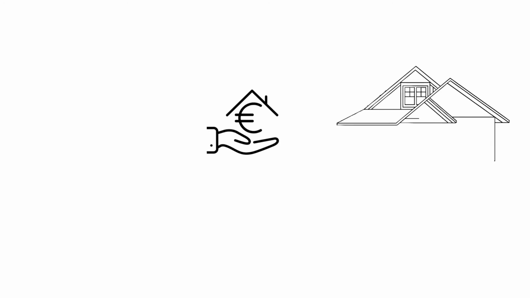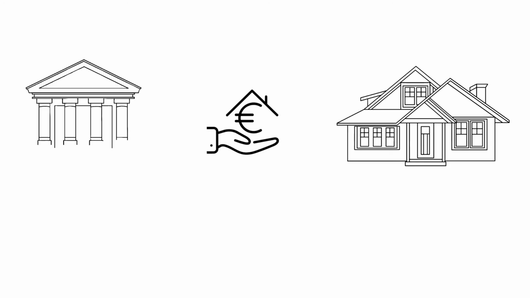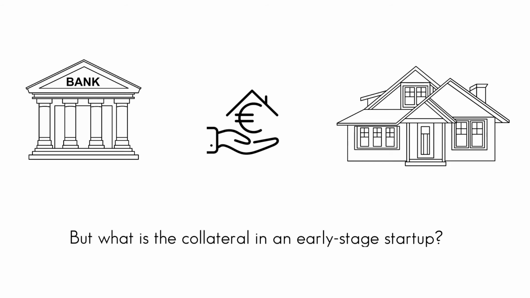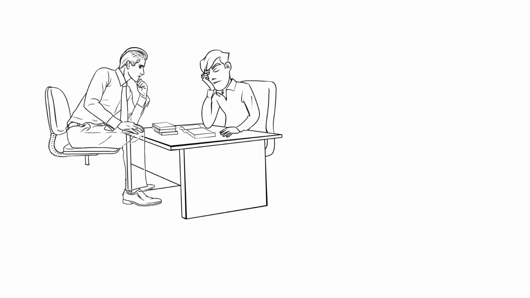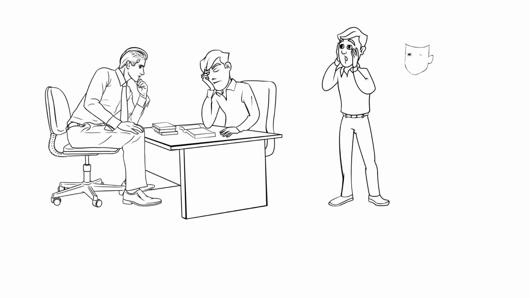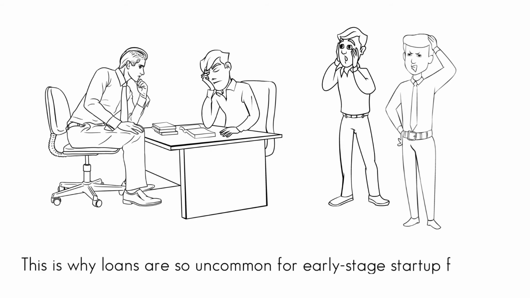I suppose you could say the bank could get some collateral to make up for the gap. When you buy a house and get a mortgage, the bank will loan you the money with the house as collateral. But what is the collateral in an early stage startup? Some second-hand computers and a wall with Post-its? Overall, if the startup fails, then the bank has nothing to recover. There are a few exceptions though, like patents, but this is the general rule. So in the end, this is why loans are so uncommon for early stage startup funding.